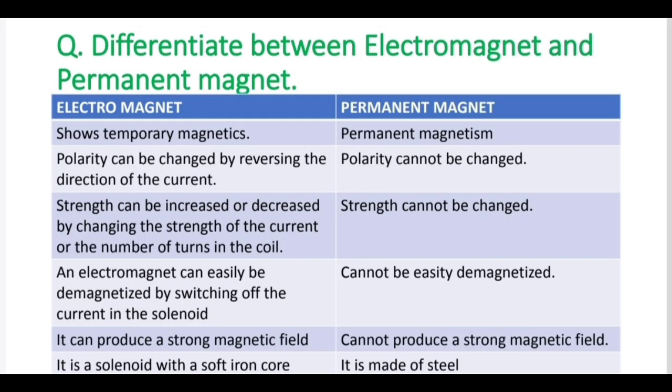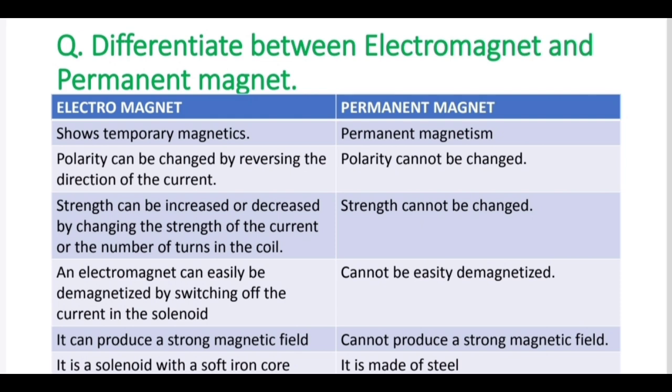Differentiate between an electromagnet and a permanent magnet. You know, an electromagnet shows temporary magnetism only, whereas permanent magnets have permanent magnetism. Polarity can be changed by reversing the direction of the current. So we can change the north pole and the south pole by changing the current passing through it, but in a permanent magnet it cannot be changed.